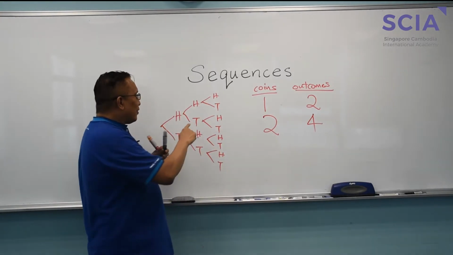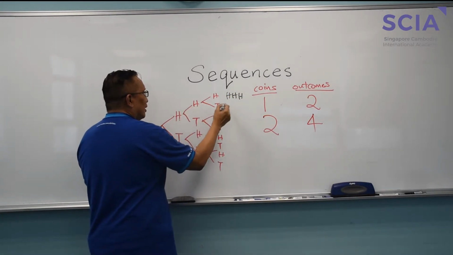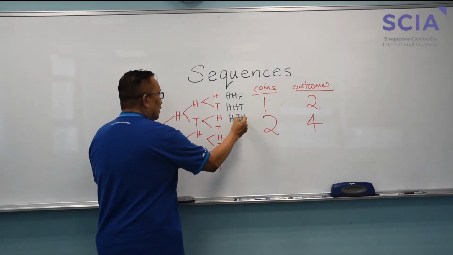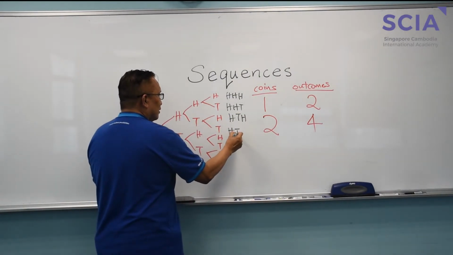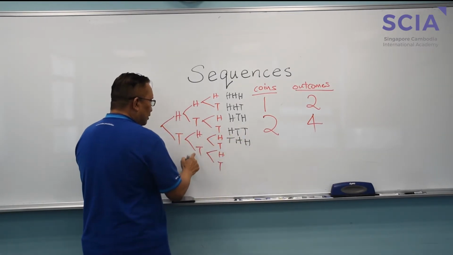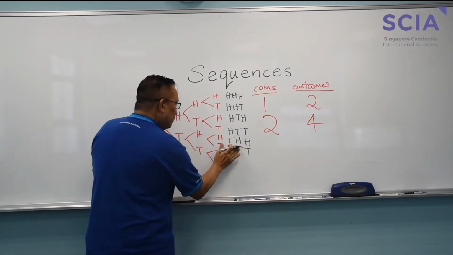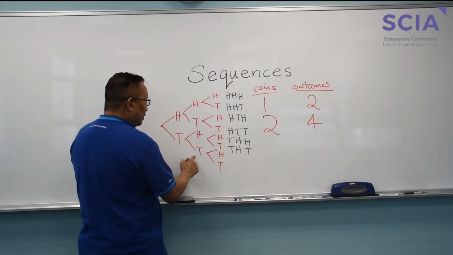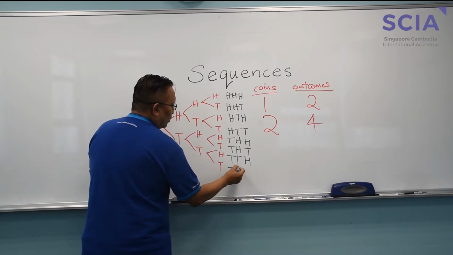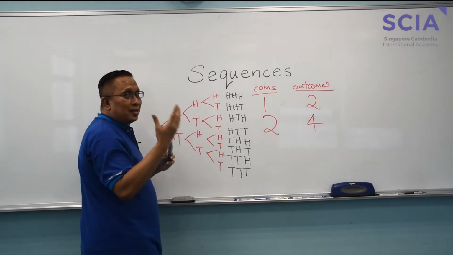And so with every one of them, head, head, head, that's one possible outcome. Head, head, tail, head, tail, head, head, tail, tail, tail, head, head, tail, head, tail, tail, tail, head, tail, tail, tail. So this is for 3 coins, and all the possible outcomes, how many are there?